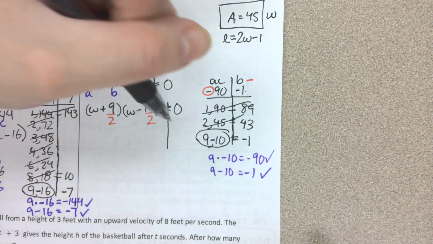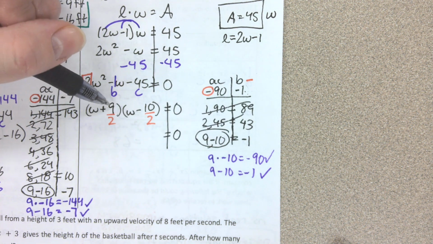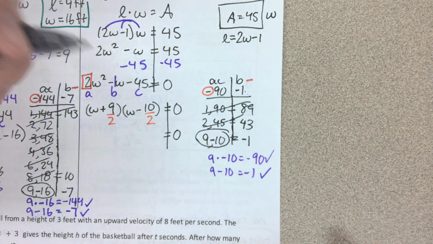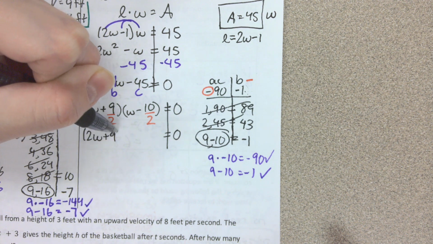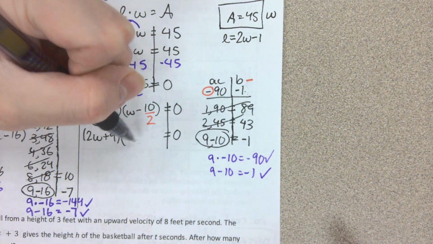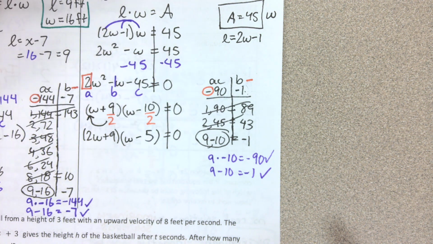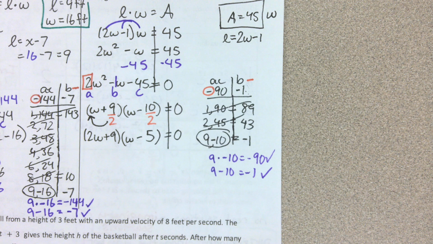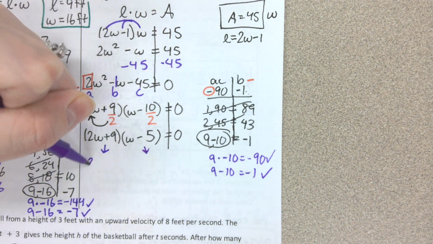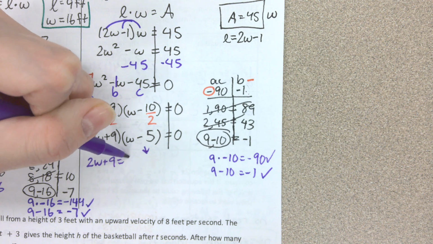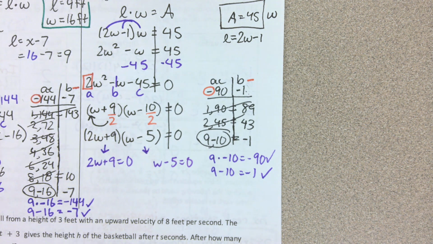From here, we're going to either slide or divide. 9 over 2, that's a decimal, so we'll push the 2 in front of w. 2w plus 9. And then w minus 10 over 2. 10 over 2 is just 5, so w minus 5. Split and solve. 2w plus 9 is equal to 0. w minus 5 is equal to 0.